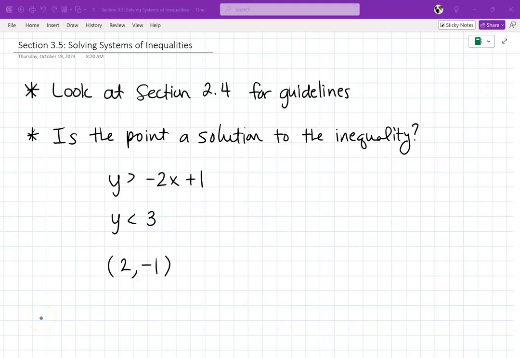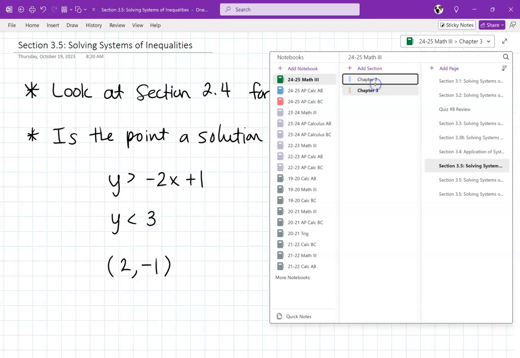All right, so today we're doing section 3.5, solving systems of inequalities, and it's kind of weird. The very first thing I put at the top is look at section 2.4 for guidelines, right? So what do I mean by that? Well, let's take a look back at section 2.4.